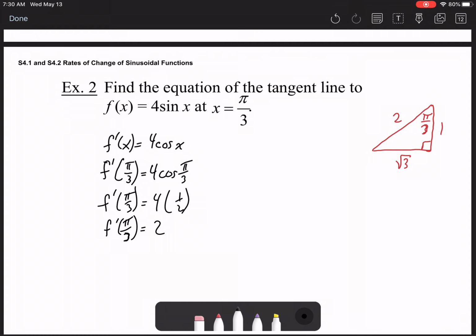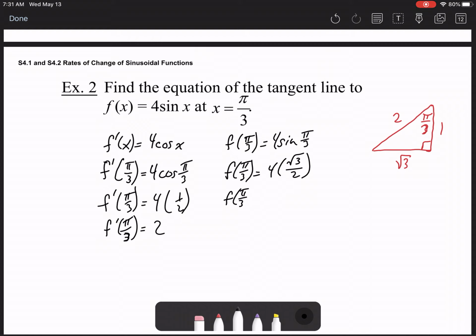Okay, I also am going to need to figure out f at pi over 3. So that means 4 sine of pi over 3. Again, using the same triangle, sine of pi over 3 is square root 3 divided by 2. So f at pi over 3 is 2 root 3. So now I can work this out.